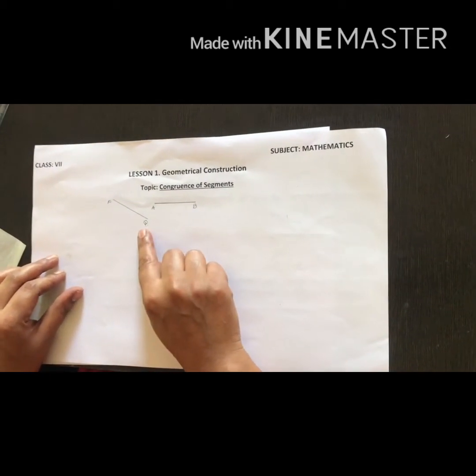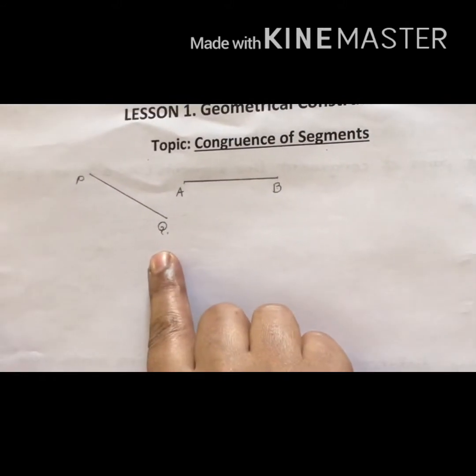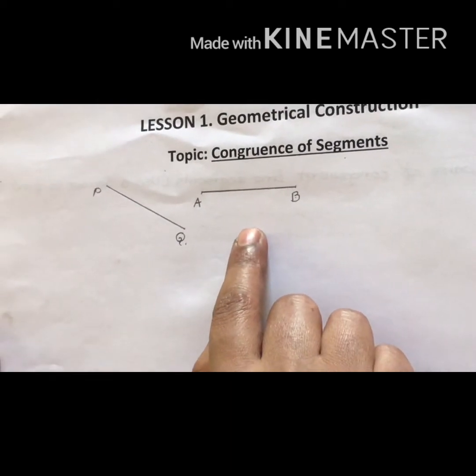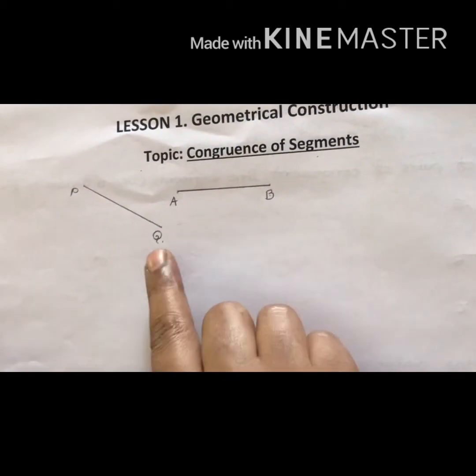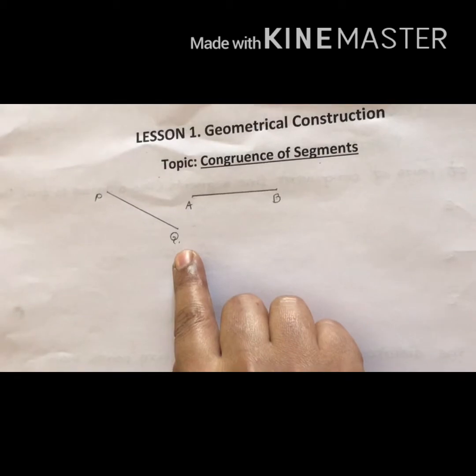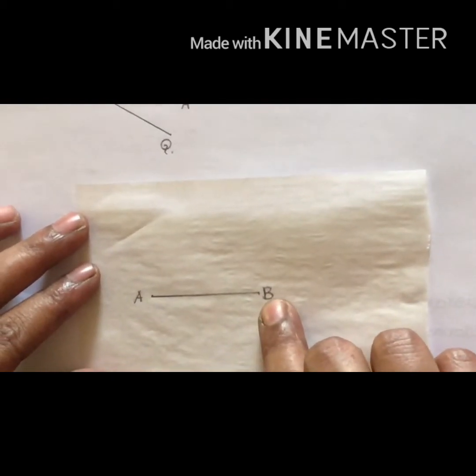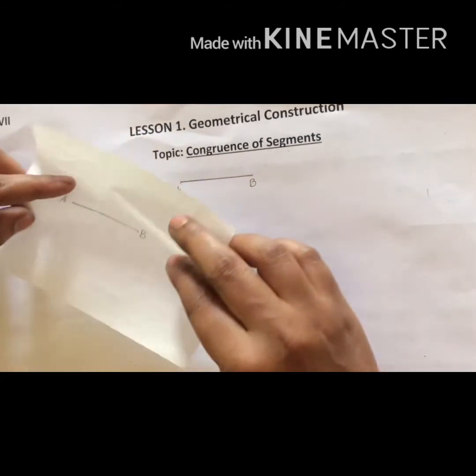Here two segments are there. Segment AB, segment PQ. What do you think? Are they of same length? You cannot pick up these two segments and place them on each other. That's why I have taken one trace paper. On that, segment AB is there. Now I will put this trace paper on the segment PQ.